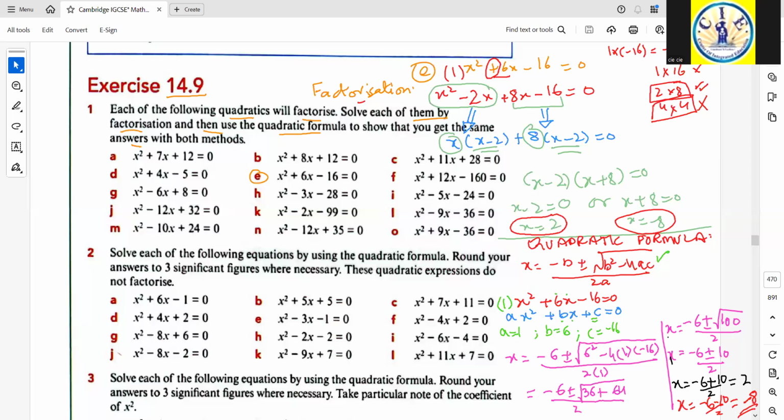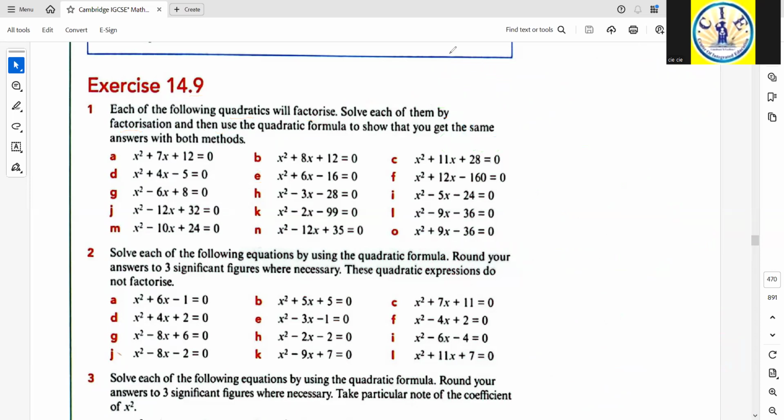Now we would be solving its part J, for example. Part J. x squared negative 12x plus 32 equals 0. Again, making the factors of 1 times 32. Factors of 32.